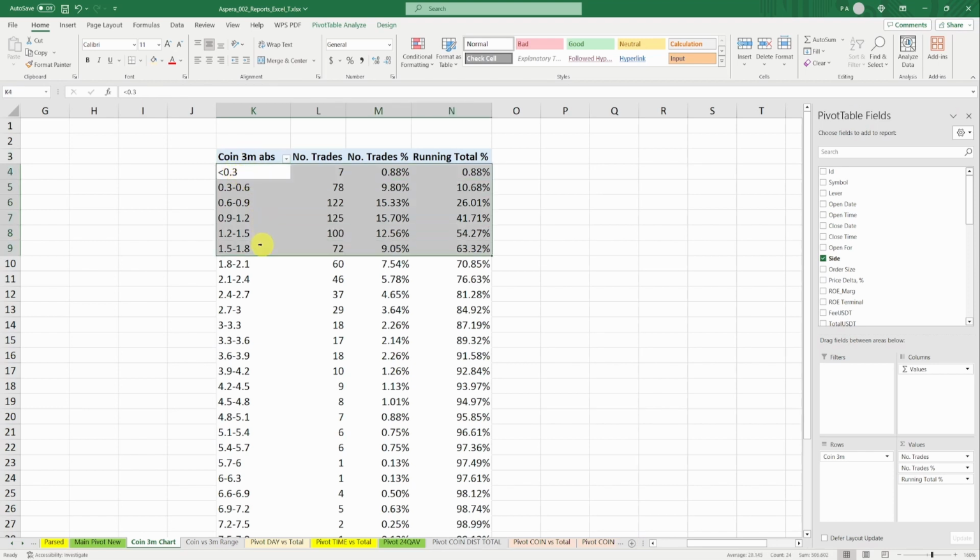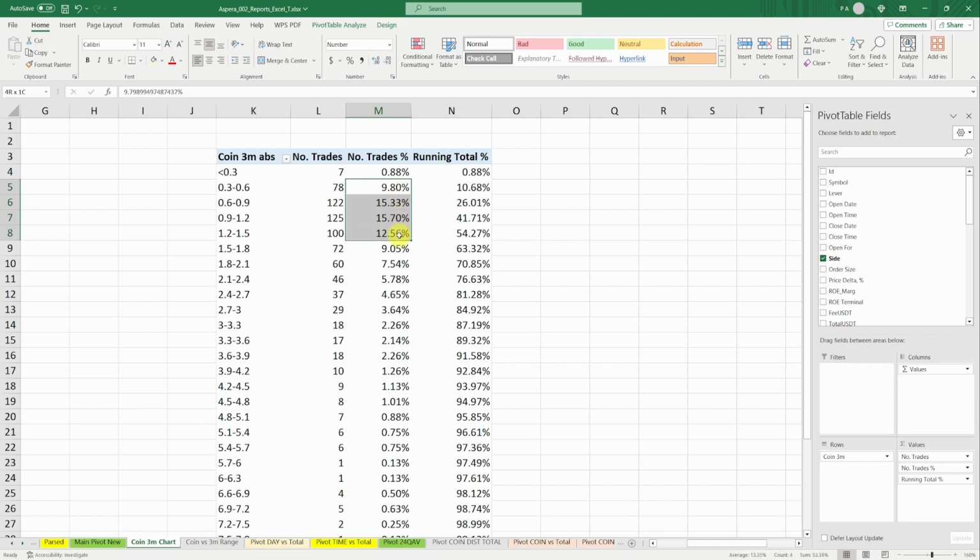Then I have the number of trades for each range in my stats, the percentage of the grand total for that number of trades, and the running total in percent. What does this all tell me? It tells me that below 0.3% in volatility, I have nearly no data to judge coin behavior. Only 7 trades, which represent less than 1% of the total number of trades. Then it gets more interesting. Each new range gives me more and more significant data.